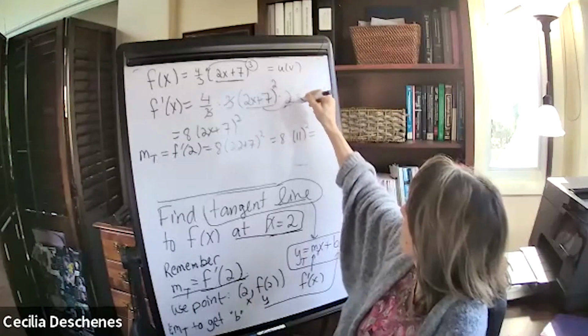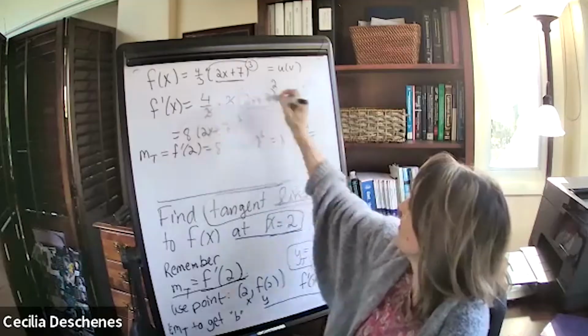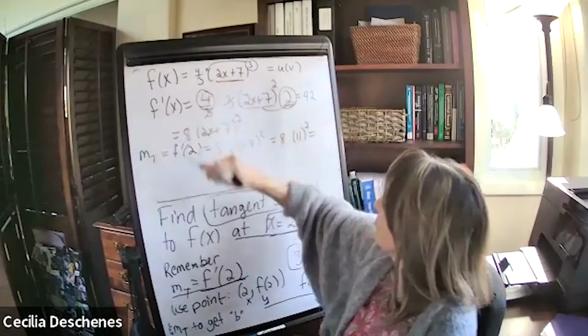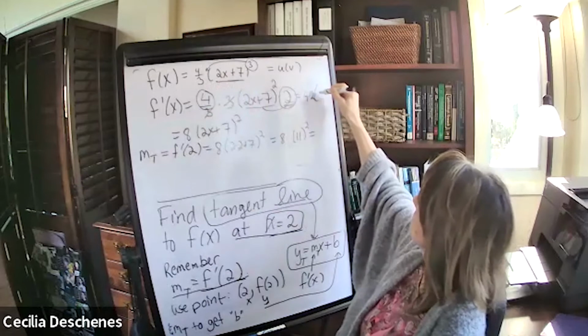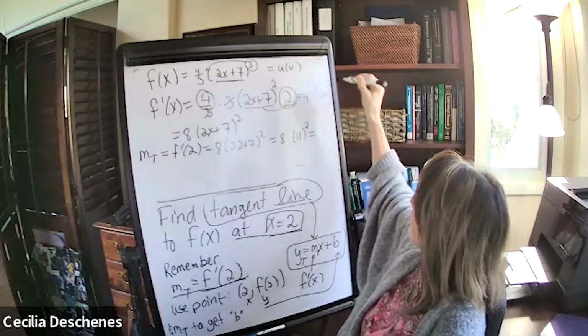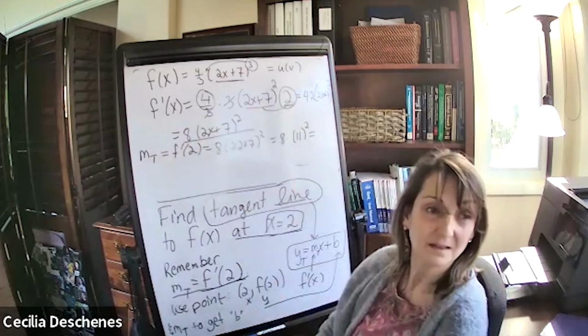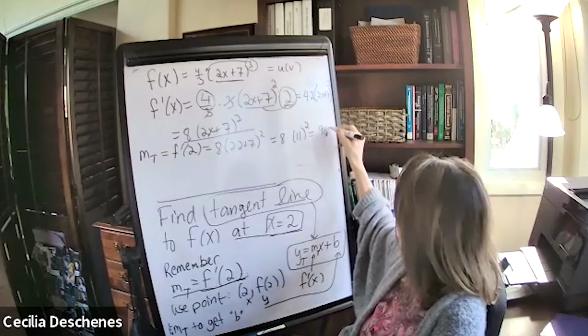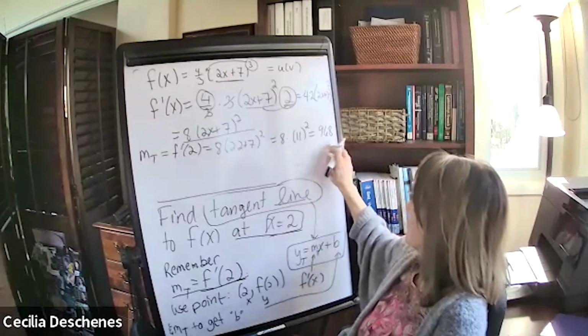Wait, where'd you get the 8 from? Because when I simplified it here, I got this 2 times a 4. So it's 4 times 2 if I just combine my numbers that are left. Okay, so now 8 times 121, I get 968. So that's my slope. My slope is 968.